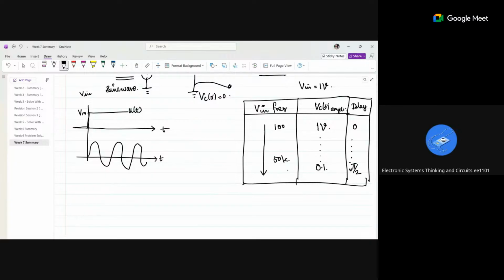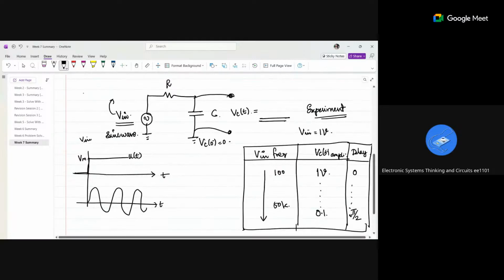So the input is a sine wave, right? The sine wave will be in the format Vm sine(omega t plus phi). So what I'm doing is fixing my Vm as 1, sine. This omega I'm varying, and phi I'm giving as 0. 0 phase, 1 sine omega t. This omega I am varying with this frequency.